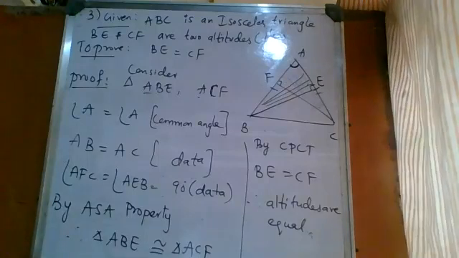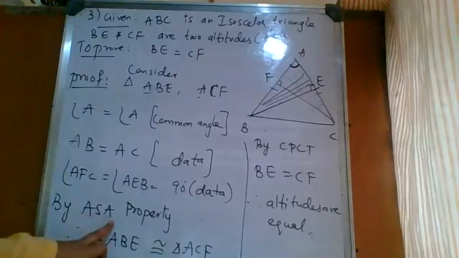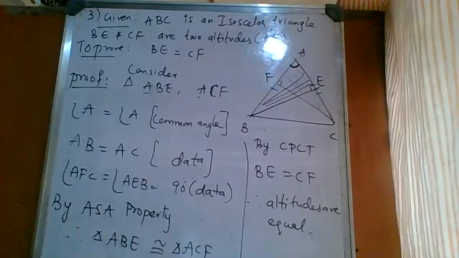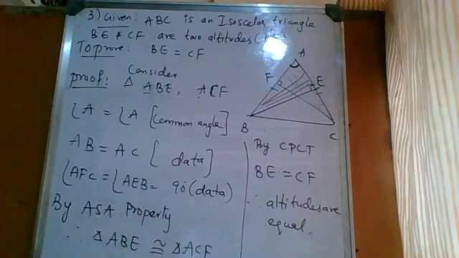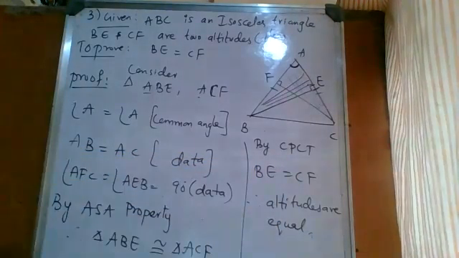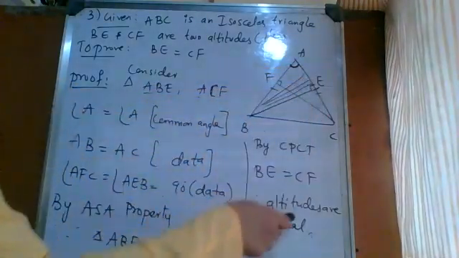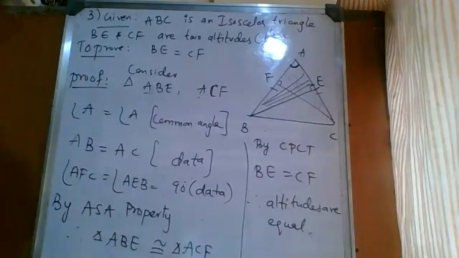Therefore, which property is this? By ASA property, we can say these two triangles are congruent. If these two triangles are congruent, by CPCT, we can say side CF is equal to side BE, but these two are called altitudes. Is that clear now?